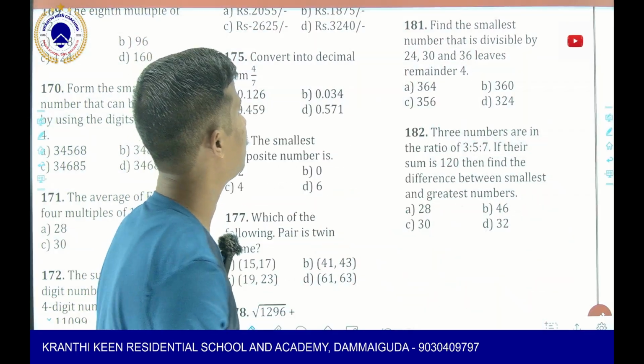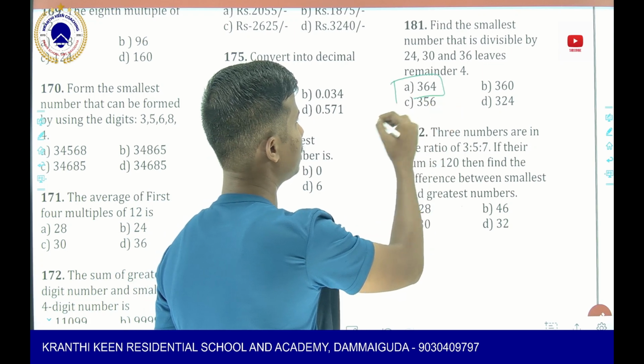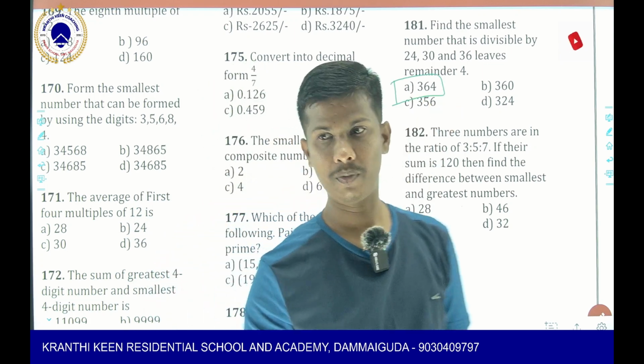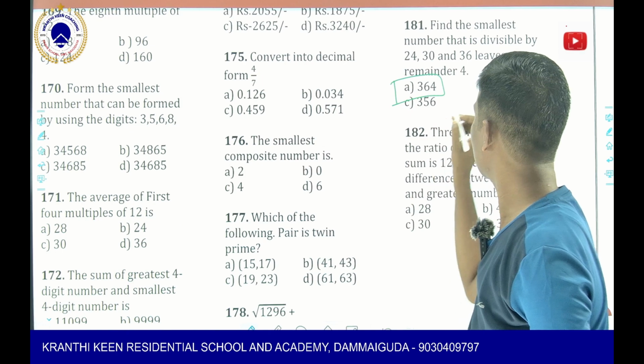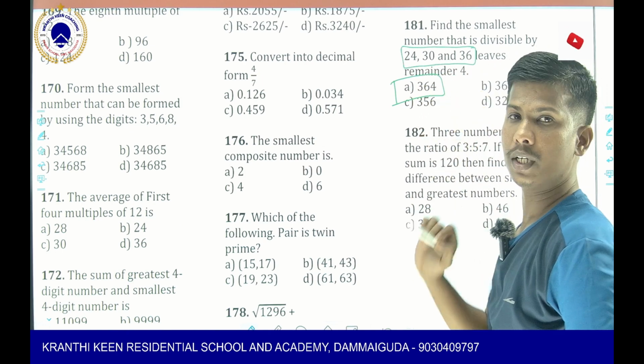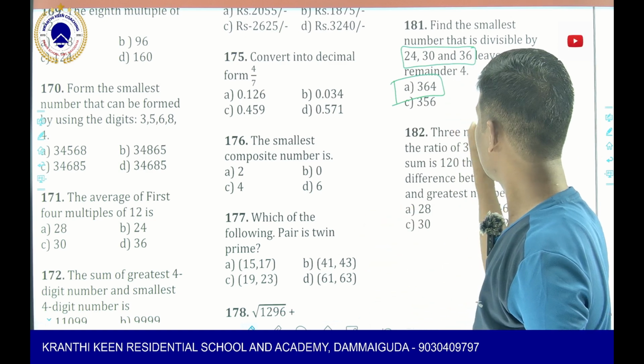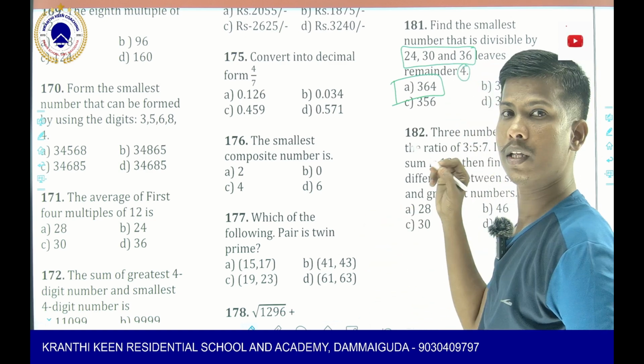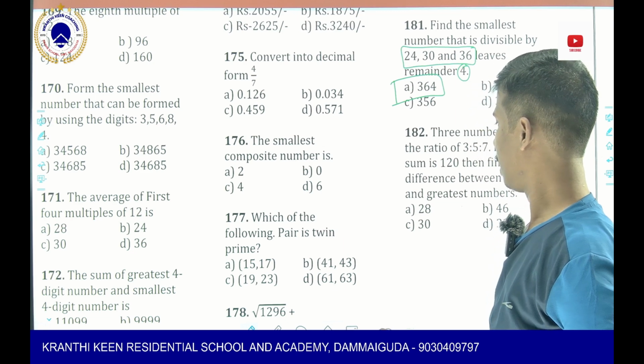That is 364. You see, for this type of questions, what you have to do is that first you find the correct number which will be divided by 24, 30, and 36. Then you say that some remainder you get. Now you add that number to the answer which you have got.